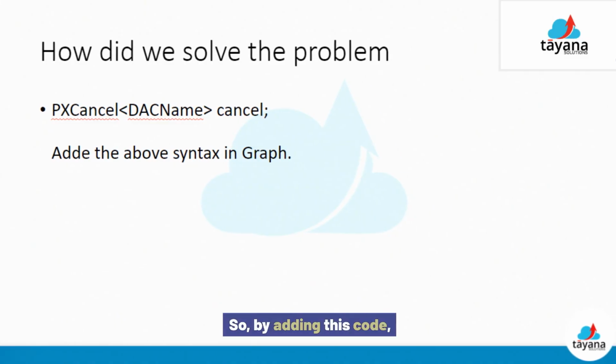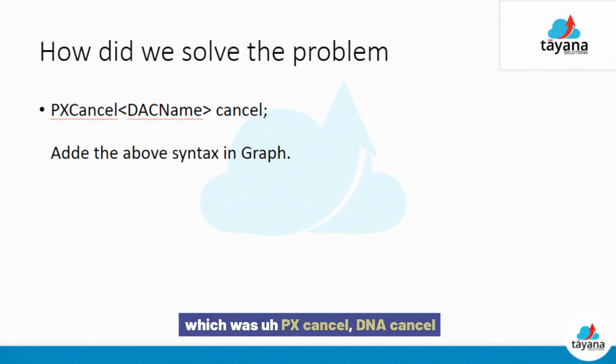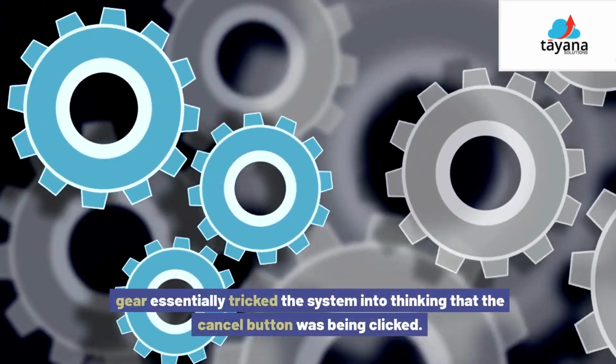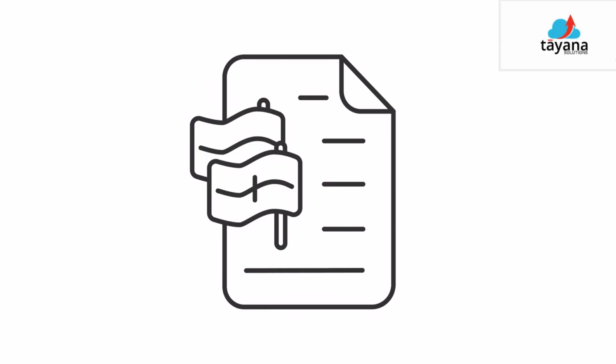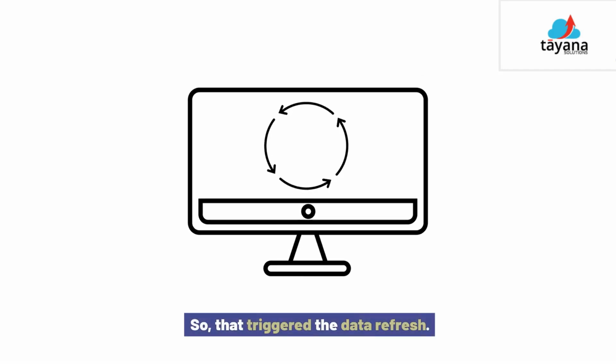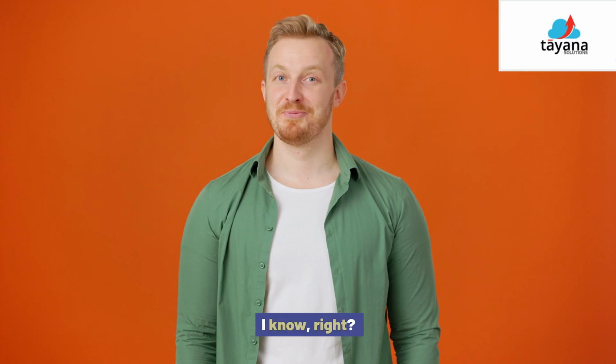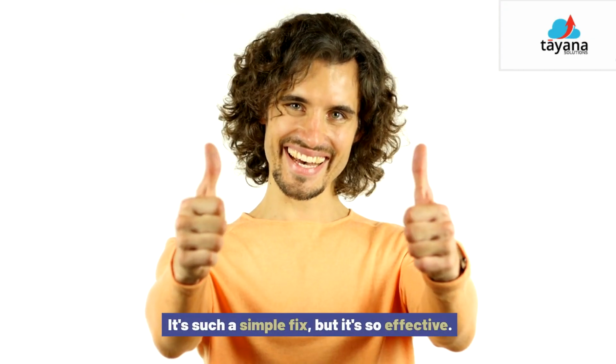Exactly. So by adding this code, which was PXCancel, Giri essentially tricked the system into thinking that the cancel button was being clicked. Oh, that's clever. So that triggered the data refresh. Yep, that's exactly it. Wow, that's a really elegant solution. I know, right? It's such a simple fix, but it's so effective.